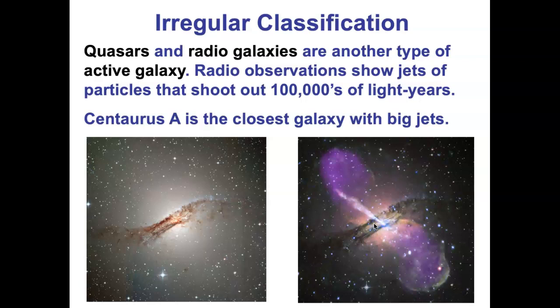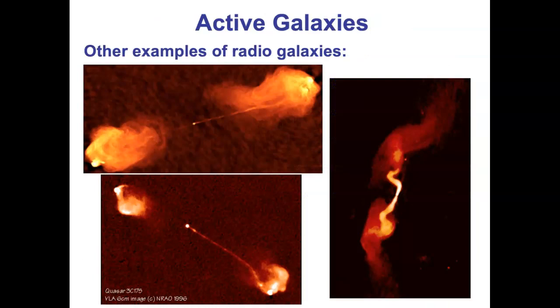Whatever is shooting those jets out is able to shoot out a jet of hot gas 100,000 light years out into space. What could be that powerful? It's a supermassive black hole. So quasars are another kind of irregular galaxy where in the center of these galaxies you have a supermassive black hole.